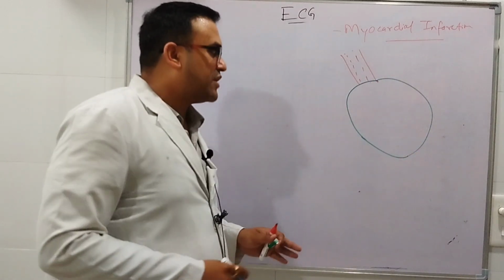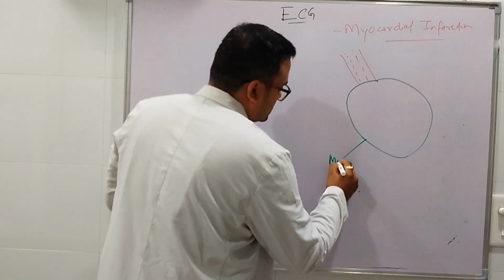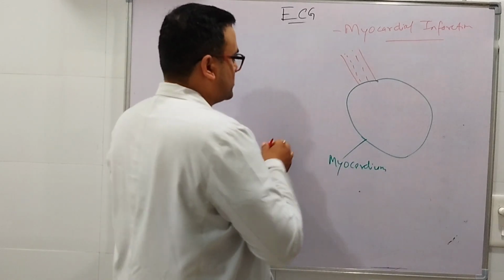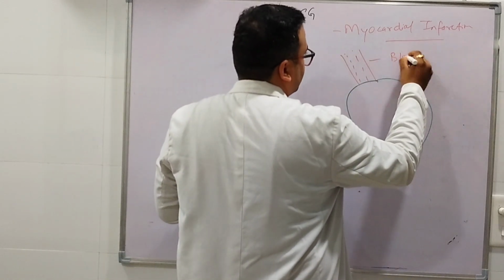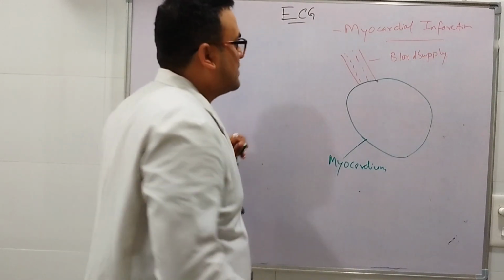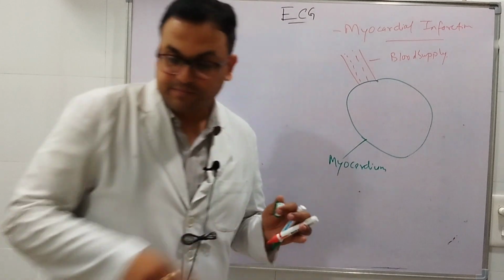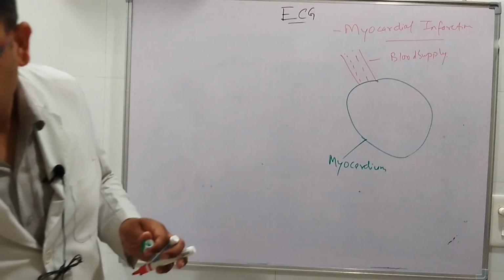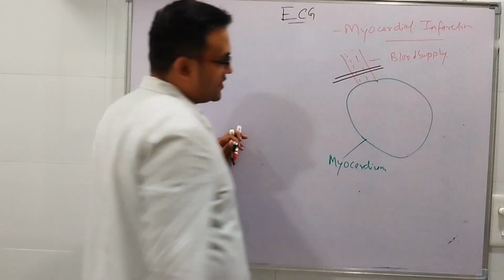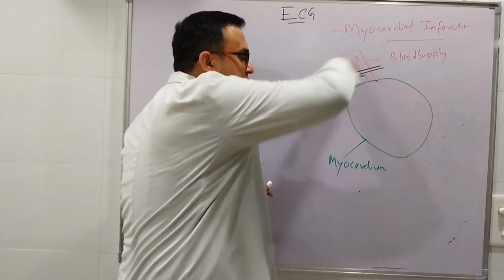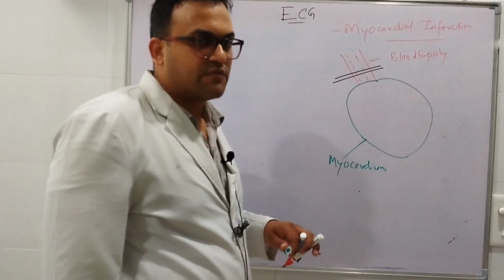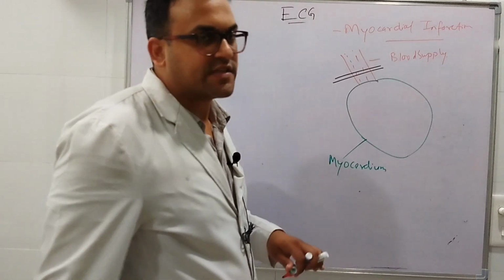This is the part of myocardium to which there is blood supply. Now, when this supply is interrupted, if there is a complete occlusion, the blood supply has been interrupted to this part of myocardium. So, which tissue will be affected the most?